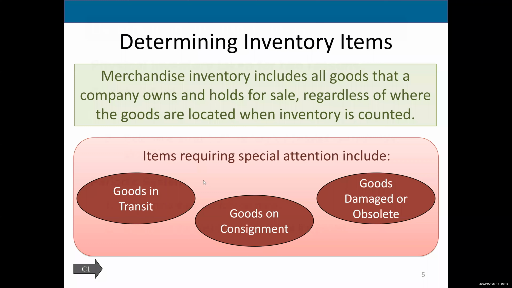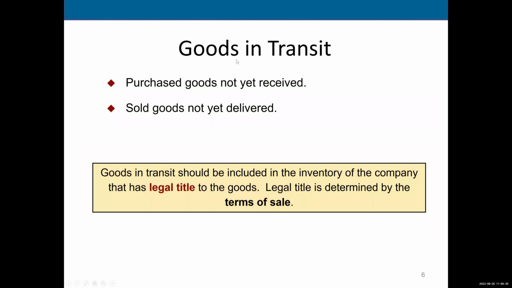Now, these three items require special attention: goods in transit, goods on consignment, and goods that are damaged or obsolete. So let's take a look at each one of these. Goods in transit are goods that have been purchased, but you haven't received them yet, or goods that you have sold, but you have not delivered them.